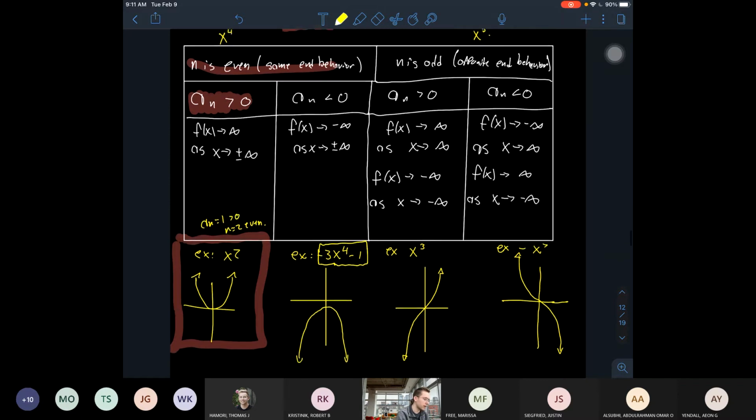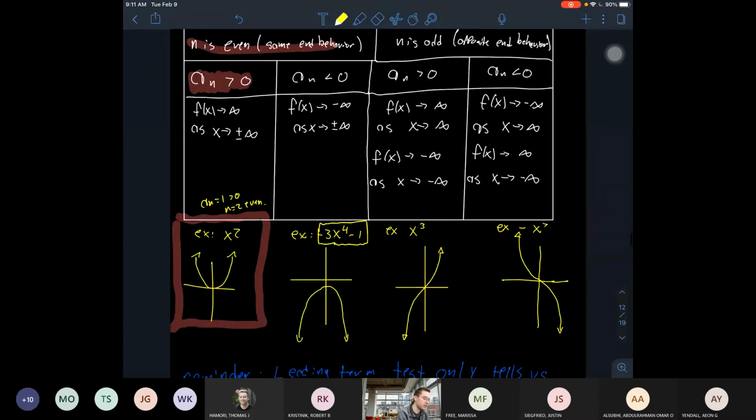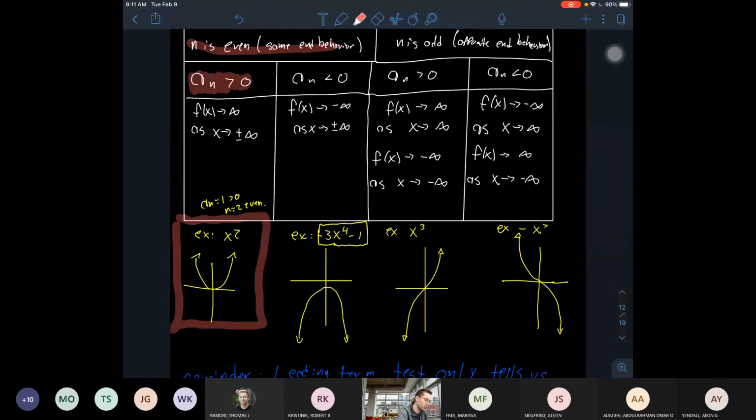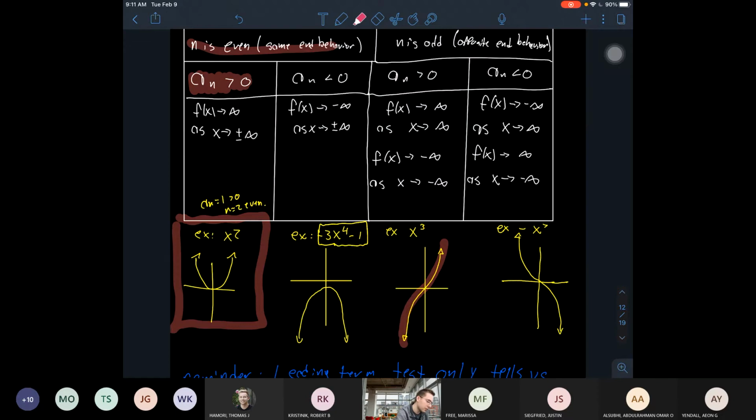Now, if n is odd, we're going to observe opposite end behavior. And that makes sense because it fits with what we know the graph of x cubed looks like. It comes up from negative infinity and goes all the way up to positive infinity on the right side. And if we were to flip it, it would look more like this graph of negative x to the power 7. We would take all of those things which were negative on the left side and make them positive, and take all the things that were positive on the right side and make them negative, and we're going to observe this kind of end behavior.